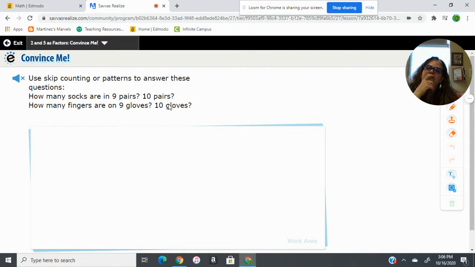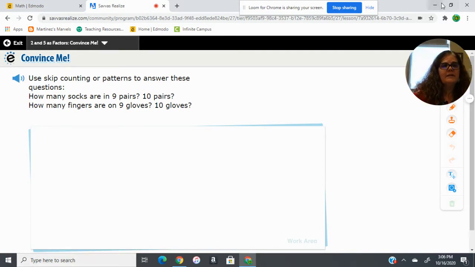10 gloves? Okay, so you're thinking about pairs. A pair comes in 2. So it says how many socks are in 9 pairs? So 9 groups of 2. How many are in 10 pairs? 10 groups of 2. How many fingers are on 9 gloves? So 9 groups of 5. And how many on 10 gloves? 10 groups of 5.